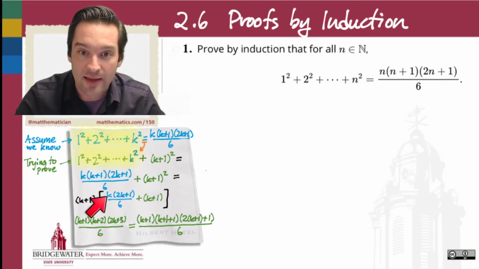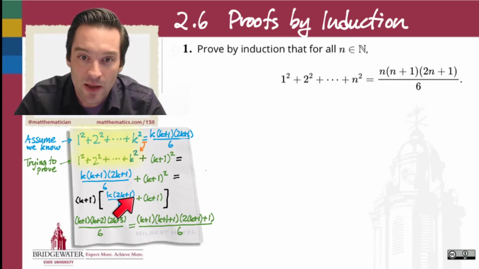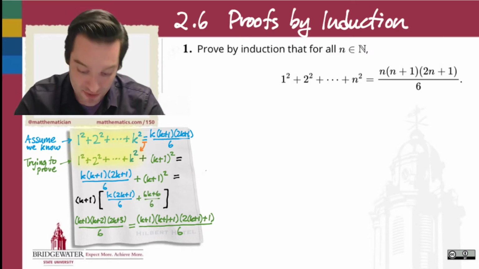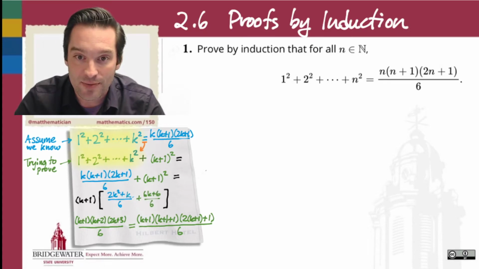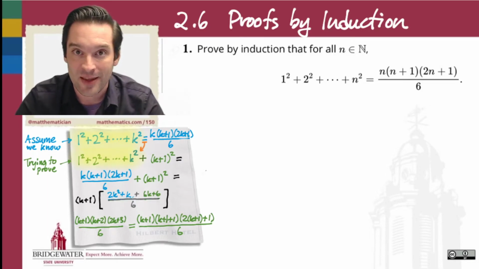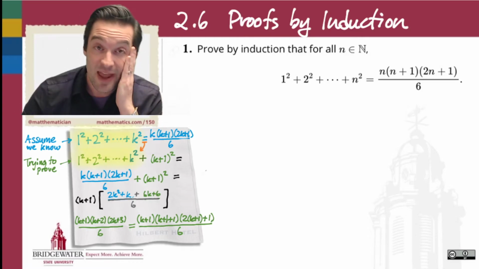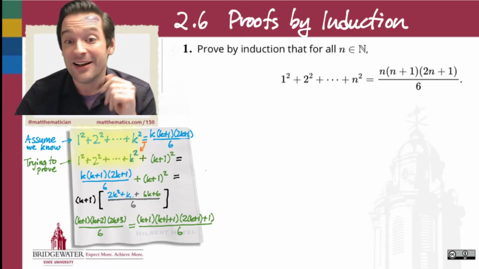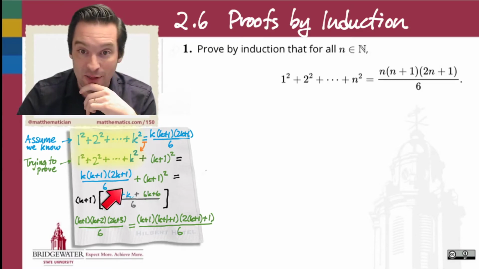That's going to leave me with a k times a 2k plus 1 over 6 from the first term, and it'll leave me with an extra k plus 1 factor from the second term. And then I'll find common denominators on the inside for this rational expression, 6k plus 6 over 6. Add across, 2k squared plus k plus 6k plus 6, all divided by 6. Now I reach into my Algebra 2 class from high school, and I figure out, well, how can I factor this polynomial that's up here on the top, 2k squared plus k plus 6k plus 6?